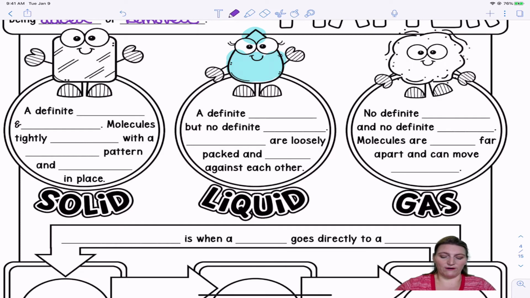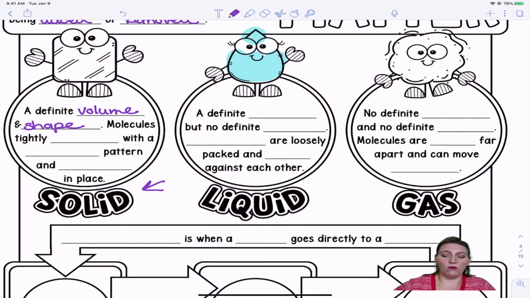Okay, so our first guy here is solid. So what do we know about solids? Solids have a definite volume and shape. When I mean definite, I mean not changing. It doesn't matter how much pressure you put on it. The shape of a solid is going to stay the same, and the volume of a solid is going to stay the same.